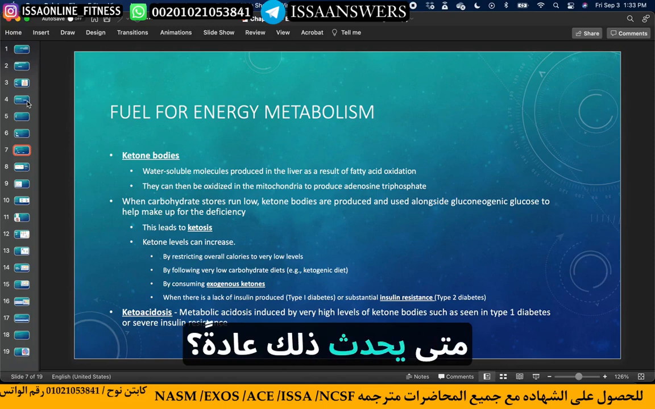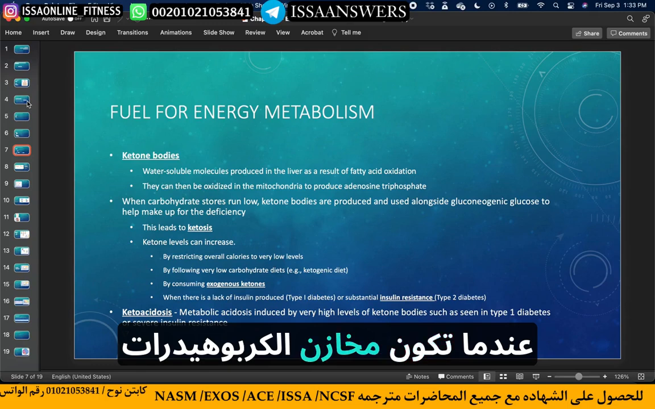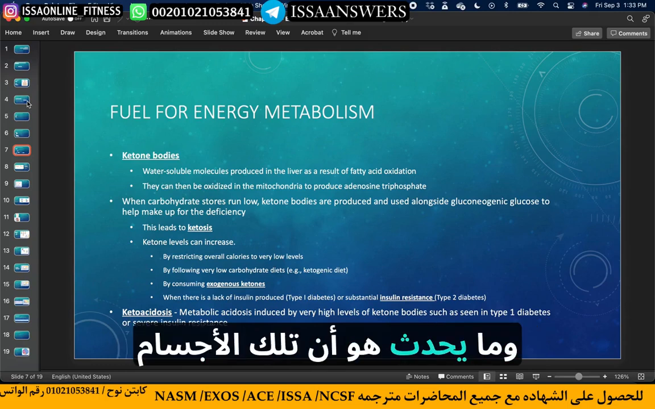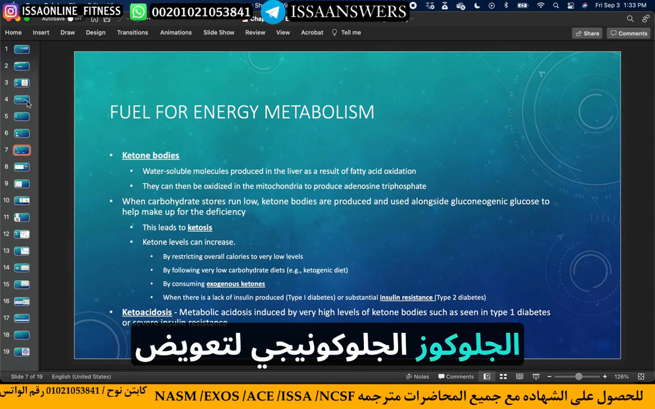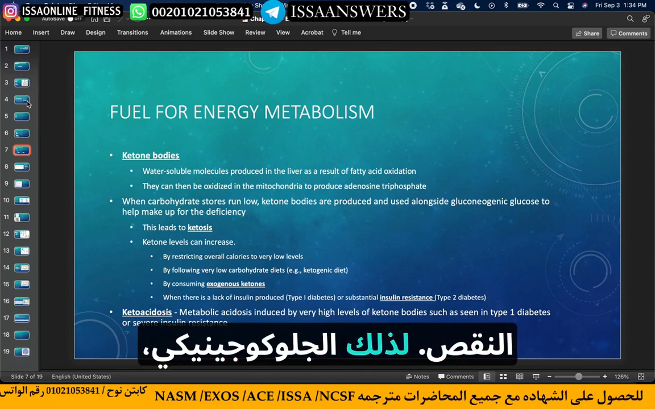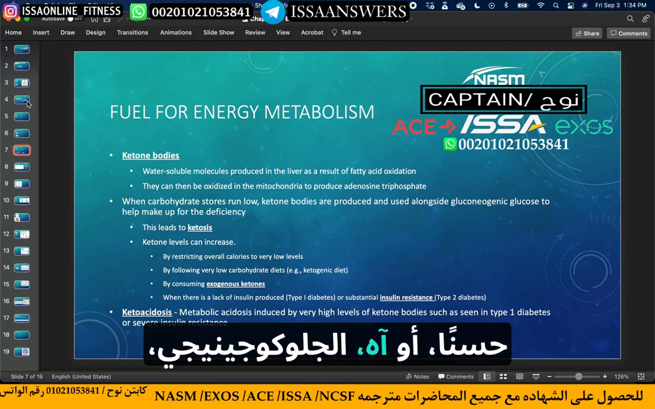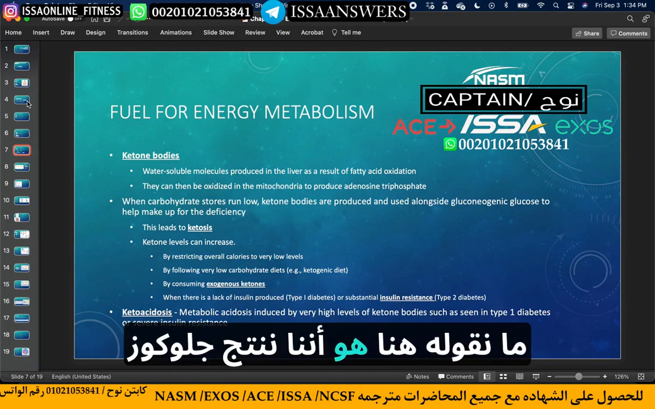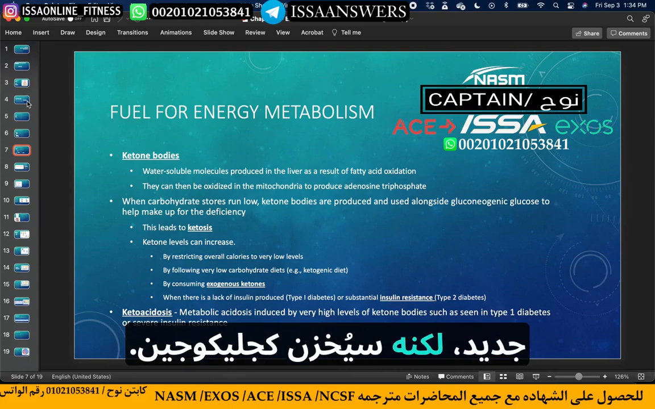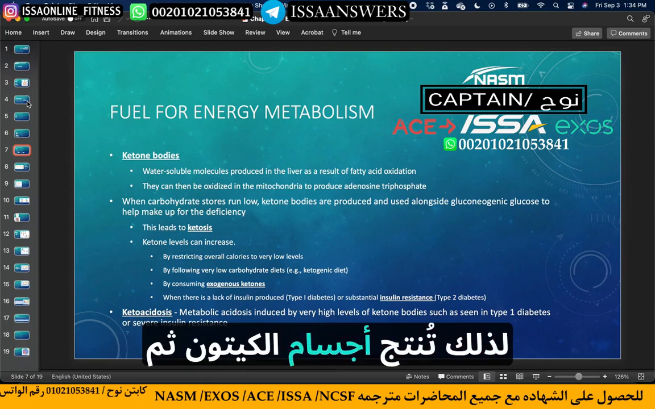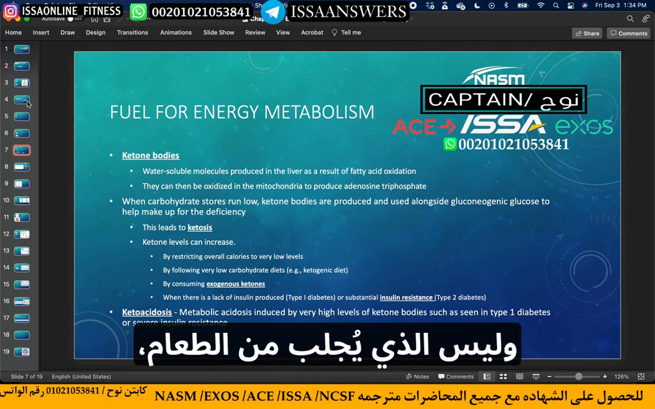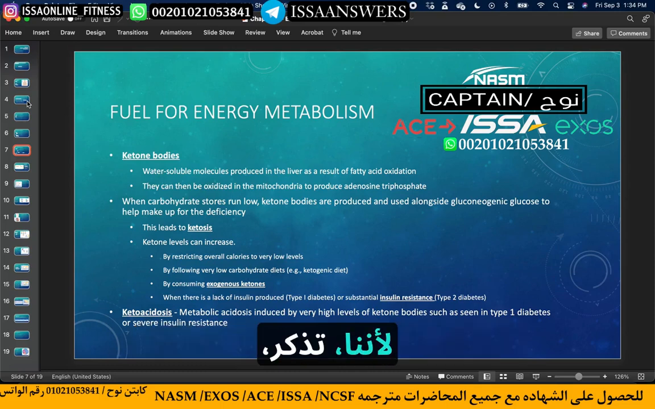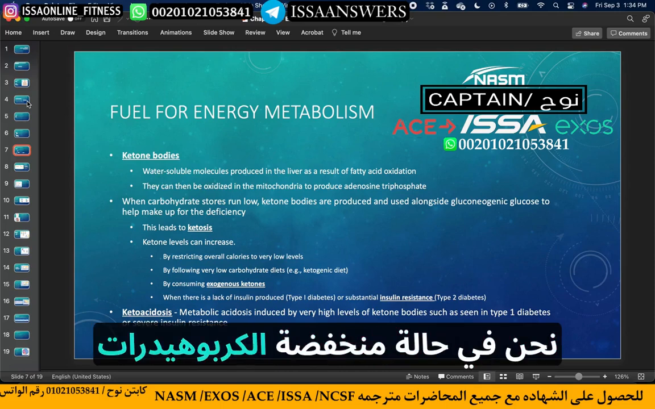Okay. When do we usually have that happen? When carbohydrate stores are low. Okay. And so what happens is those ketone bodies are produced, and then like it says here, they're used alongside what we call gluconeogenic glucose to help make up the deficiency. So with gluconeogenic, what we're saying here is we're producing new glucose, but it's going to be stored as glycogen. So ketone bodies are produced alongside glucose that's made in our system, not brought in by food, because remember, we're under a low carbohydrate condition here.